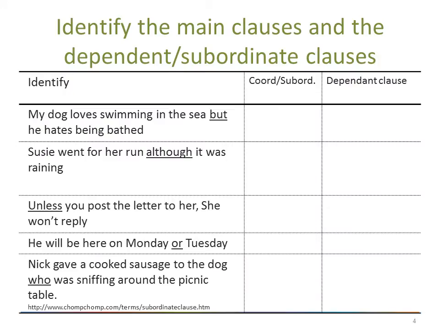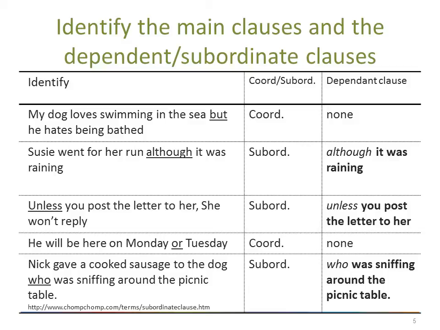So here's an opportunity for you just to revise and practice that. So in each of these examples, identify the main clause and the subordinate clause, whether it's a dependent or subordinate clause. Some of them may not have a dependent or subordinate clause. So my dog loves swimming in the sea, but he hates being bathed. You need to determine whether the conjunction but is a coordinating or a subordinating clause and what the dependent clause is. You'll only have a dependent clause if there is a subordinating conjunction. So the first example, but, is a coordinating conjunction, so there is no dependent clause. So take a moment to do them, and the next slide gives you the answers. Any queries with those, please don't hesitate to post a question to the news forum.